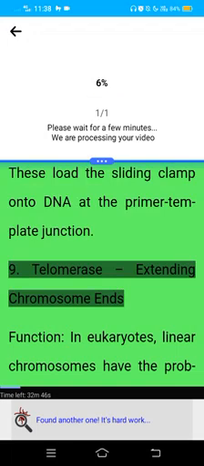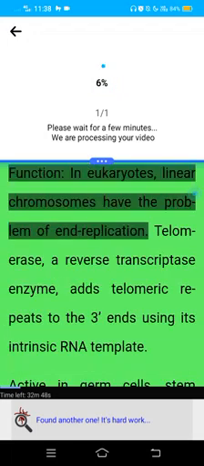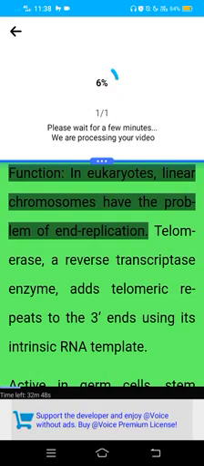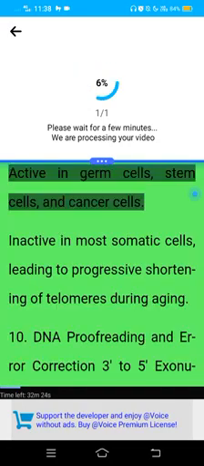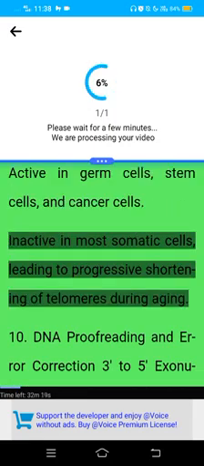9. Telomerase, extending chromosome ends. Function: In eukaryotes, linear chromosomes have the end replication problem. Telomerase, a reverse transcriptase enzyme, adds telomeric repeats to the 3' ends using its intrinsic RNA template. Active in germ cells, stem cells, and cancer cells. Inactive in most somatic cells, leading to progressive shortening of telomeres during aging.